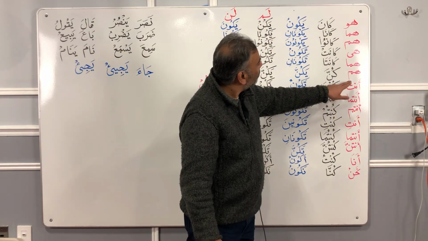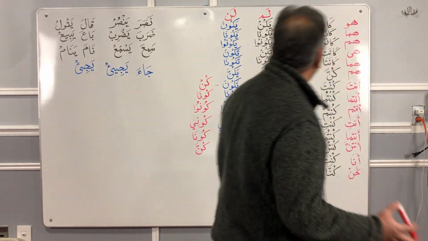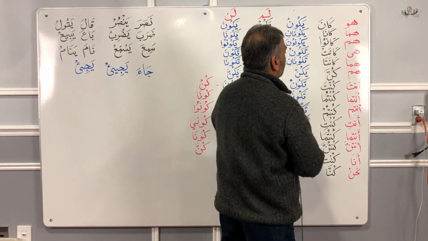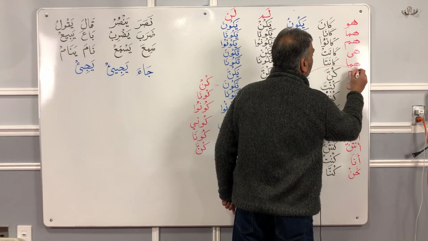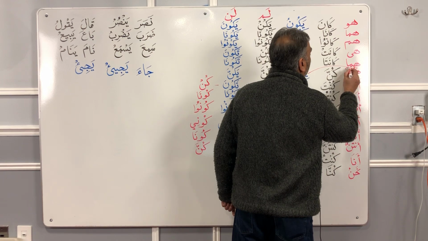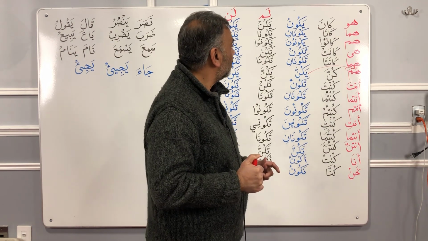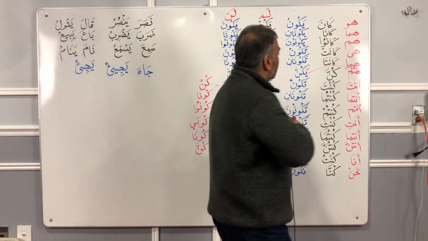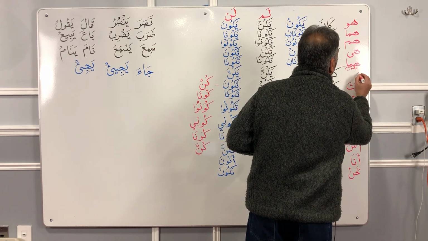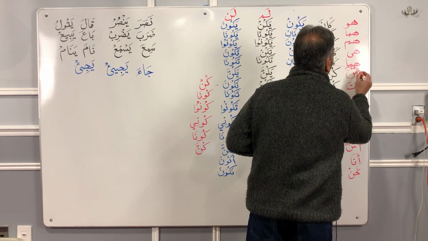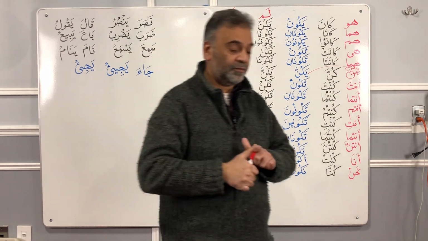Remember you missed hunna. Oh, sorry. Huwa, huma, hum, hiya, huma. There is a hunna there. That's what I say. It's not hum, it's hunna. Hunna, yakunna. So we can just change hum to hunna. Oh, we can do that too. Hunna, right? Hunna.